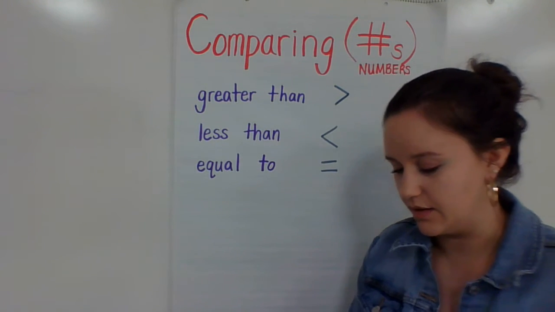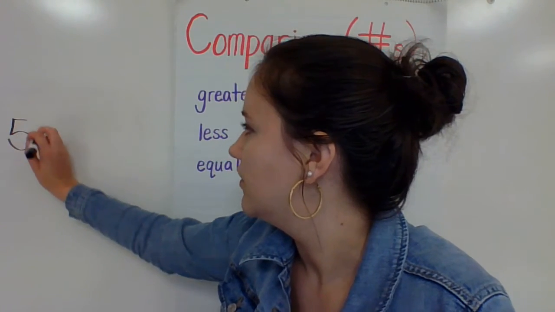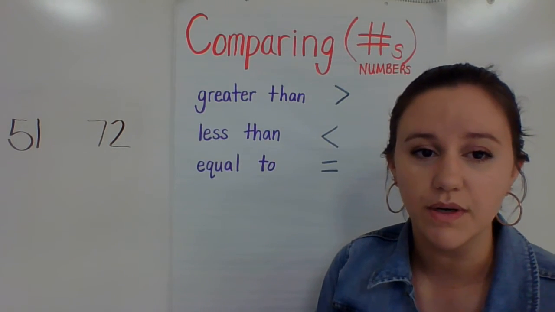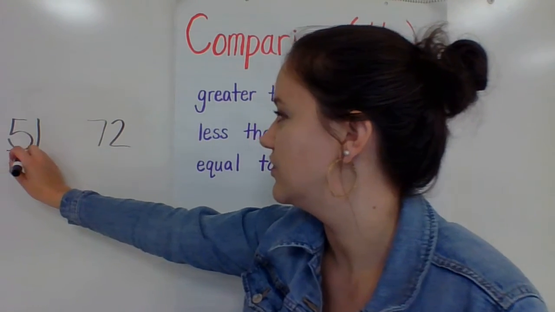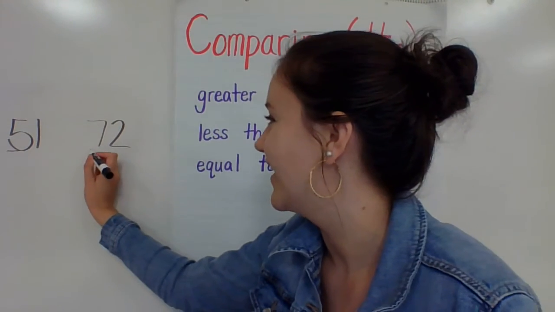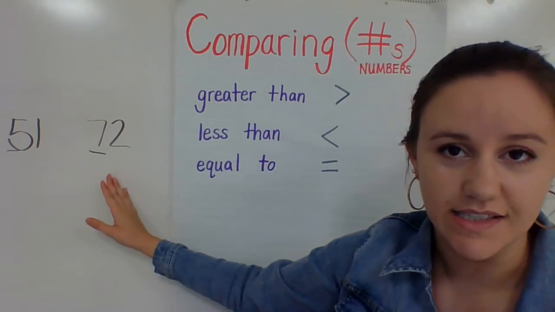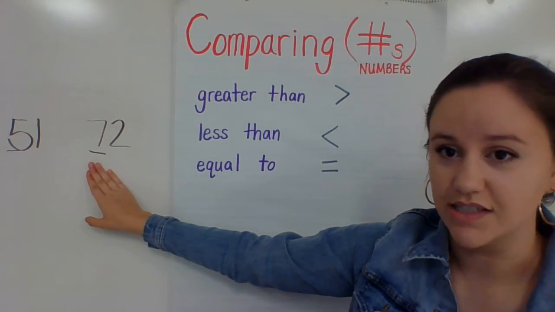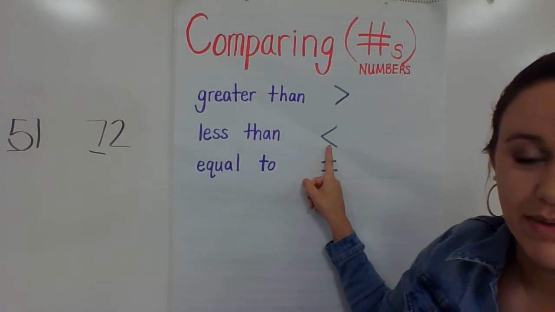So if I were to compare two numbers, 51 and 72. I'm going to compare 51 and 72. Now remember, I look at the tens digit first. So I'm going to just underline that tens digit just to help me stay on track which number I'm looking at. So I'm comparing right now 5 tens and 7 tens. So 5 tens is less than 7 tens. So 51 is less than 72. And this is my symbol for less than.